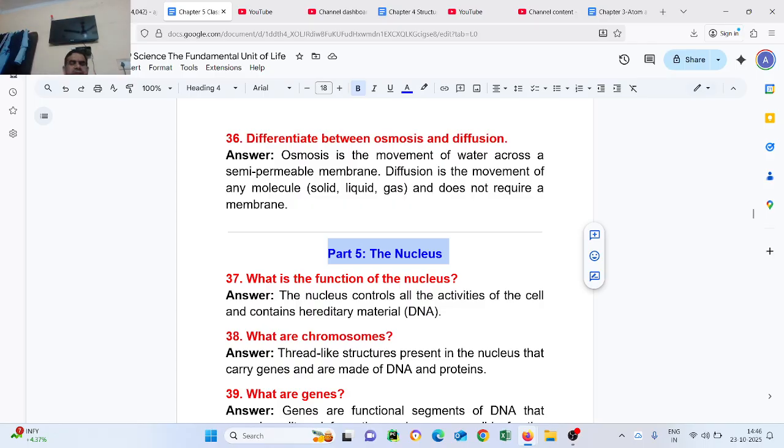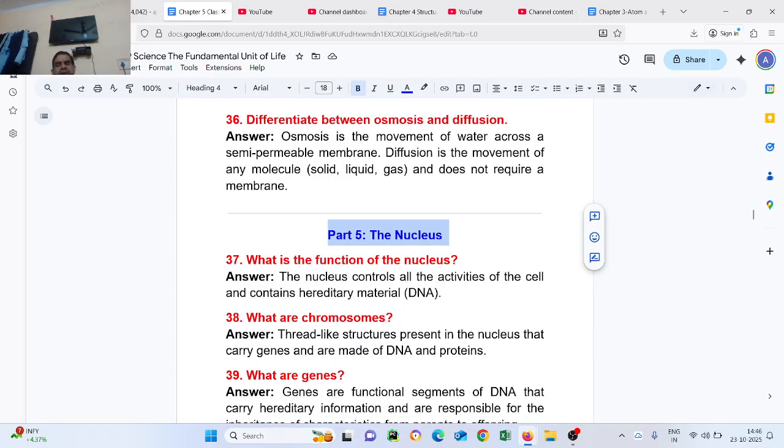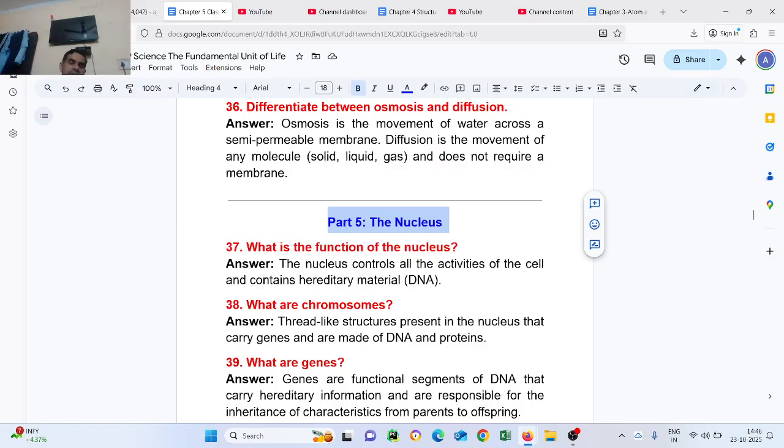Question number 37. What is the function of the nucleus? The nucleus controls all the activity of the cell and contains hereditary material, DNA. Question number 38. What are chromosomes? Answer: thread-like structures present in the nucleus that carry genes and are made up of DNA and proteins.